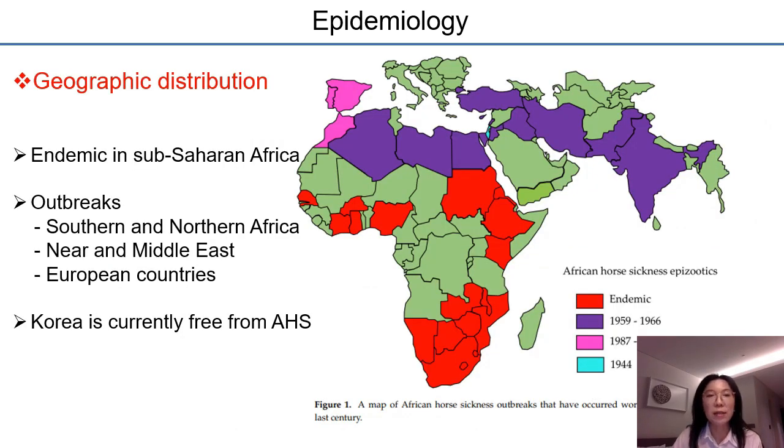Geographic distribution: it is endemic in sub-Saharan Africa. The red color is the endemic area. The purple one is the outbreak of 1959 to 66, in North Africa and the Middle East, the Near and Middle East, and European countries as well. And the 1944 outbreak here, in European countries and the Near and Middle East. Korea is currently free from AHS.